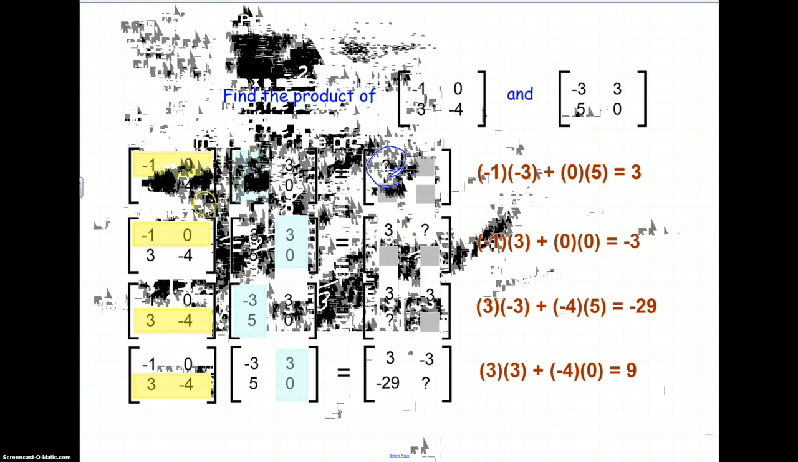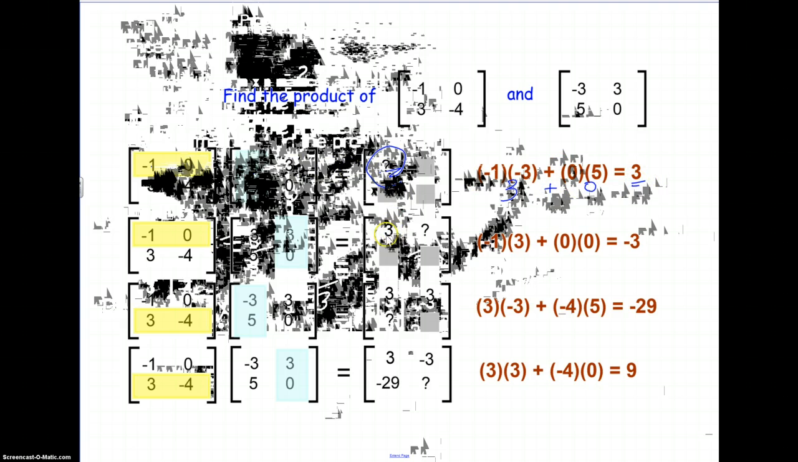We kind of multiplied across and down, and you just got to look and see that pattern. It works the same no matter what the dimensions are or what matrix you're multiplying. So -1 times -3 is 3, plus 0 equals 3. So our first element, that top left element, would be 3.